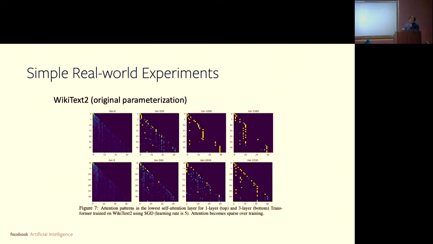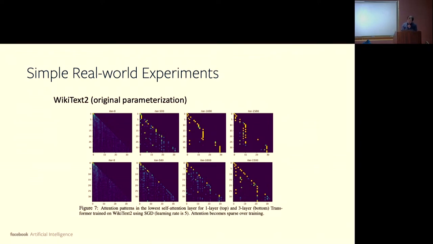We have done some very simple real experiments. For example, on Wikitext2, if you have this kind of learning rate structure, then over time you see very sparse patterns in attention. And if you do a lot of practical work training transformers, you will see these learning patterns change. So that's basically the scan and snap paper, very simple.